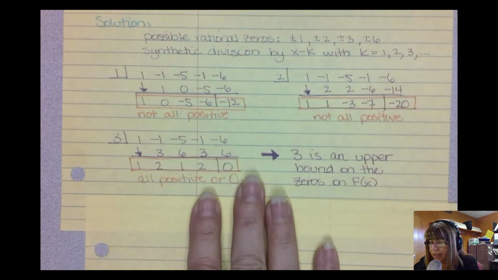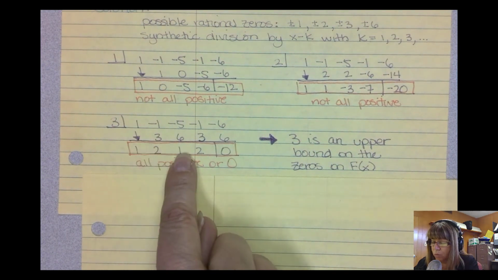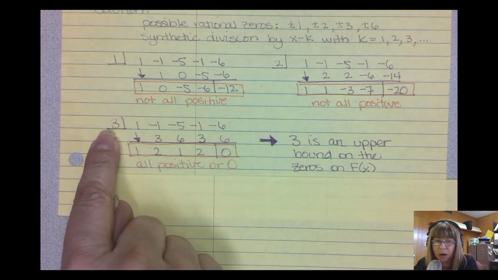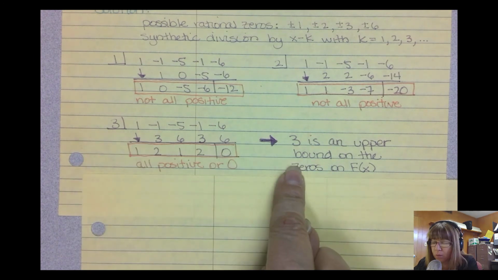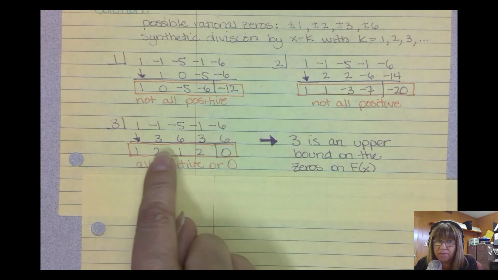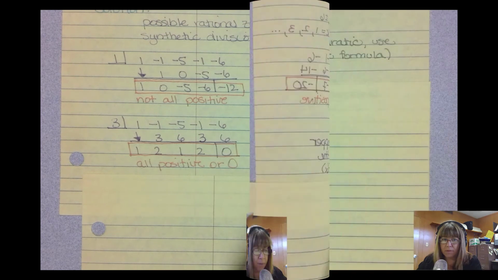And it turns out 3, 1, 2, 1, 2, 0. And in fact, 3 is a 0 and it's our upper bound. And therefore, I don't have to check 6 to be a 0 because it won't be a 0. That row is all positive, and therefore that is my upper bound. And indeed, it is a 0.